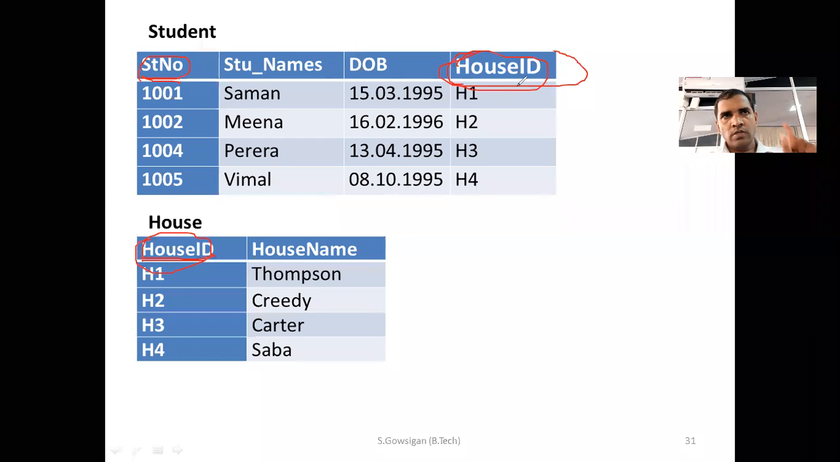Have you got the concept? So definitely here the foreign key is house ID in student table. You can't say house ID in house table because house ID which is in house table, that is primary key, right? So definitely this is the foreign key.